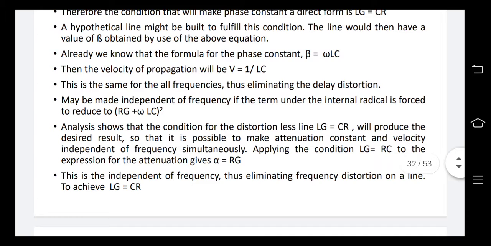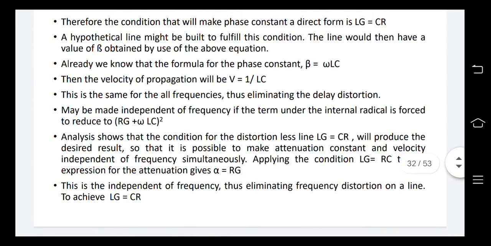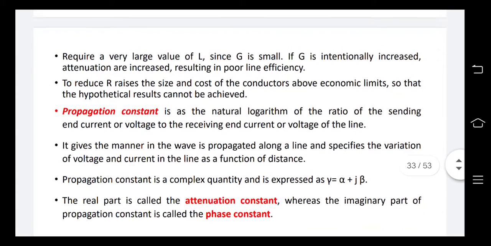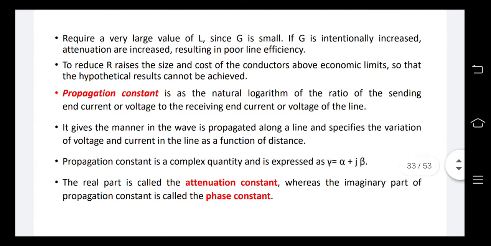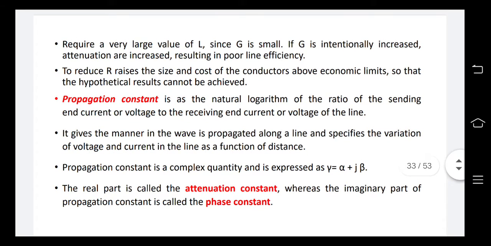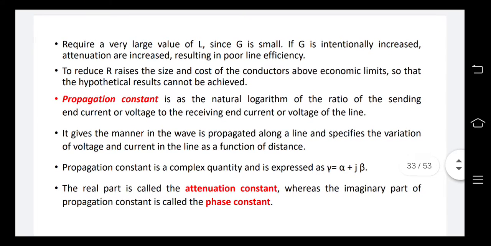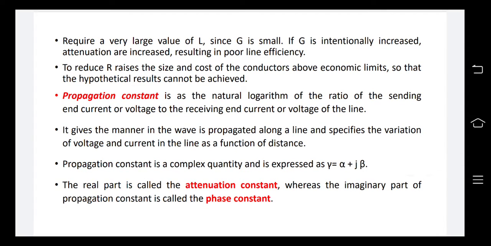Applying the condition LG equals RC to the expression for the attenuation gives alpha equals square root of RG. This is independent of frequency, thus eliminating the frequency distortion on a line. To achieve LG equals CR, it requires a very large value of L since G is small. If G is intentionally increased, then attenuation is also increased, which will result in poor line efficiency. To reduce R raises the size and the cost of the conductors above economic limits, so the hypothetical results cannot be achieved.